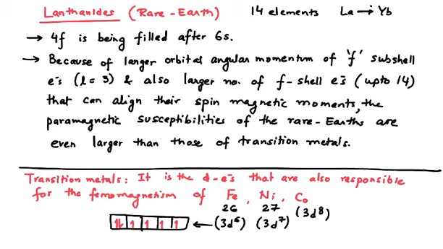But as soon as this d subshell is filled, the orbital and spin magnetic moments no longer contribute to the magnetic properties, and that is why copper and zinc in the transition metals are diamagnetic, because the d subshell is filled.